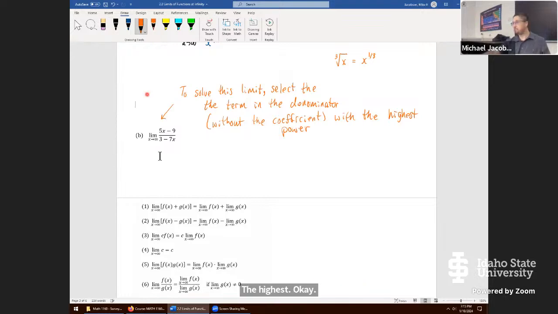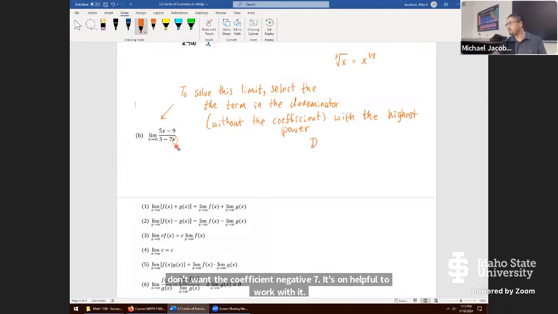So looking in our denominator, this is always going to be the process. Here, the power of x is 0. This is really 3 times x to the power 0, simplifying to a 3. Here, the power of x is 1. So this is the term with the highest power. We don't want the coefficient -7. It's unhelpful to work with it. We're going to work with that x.